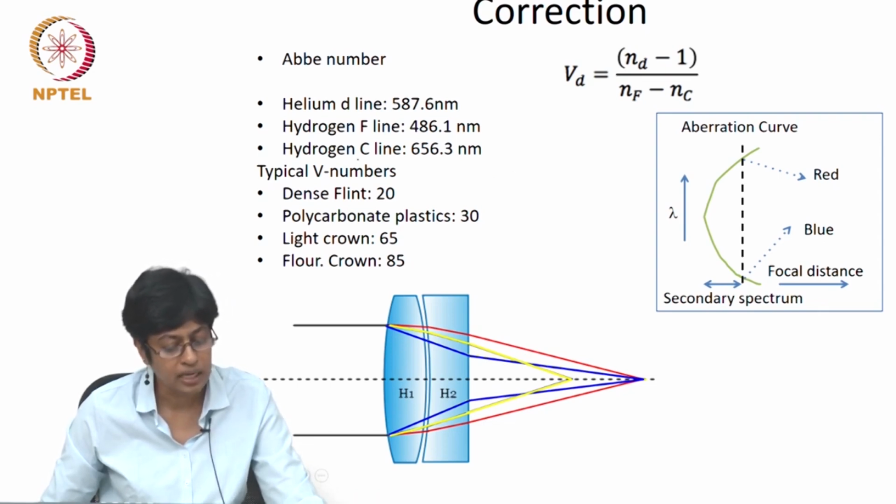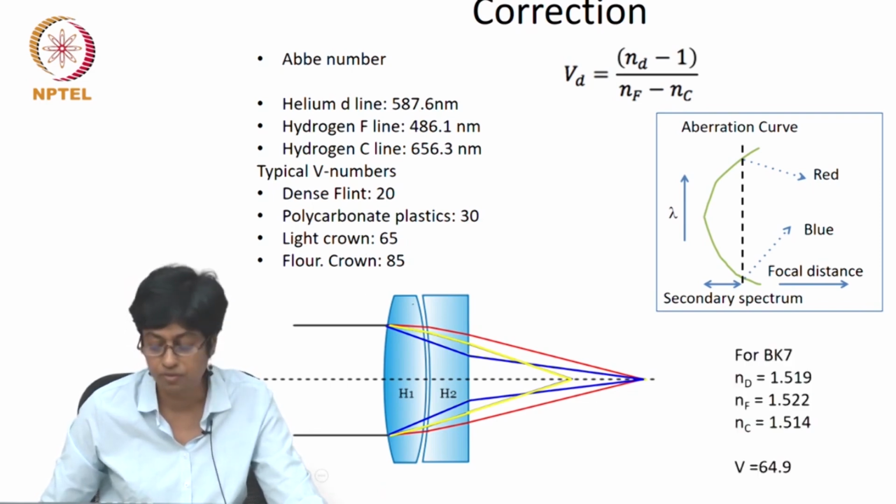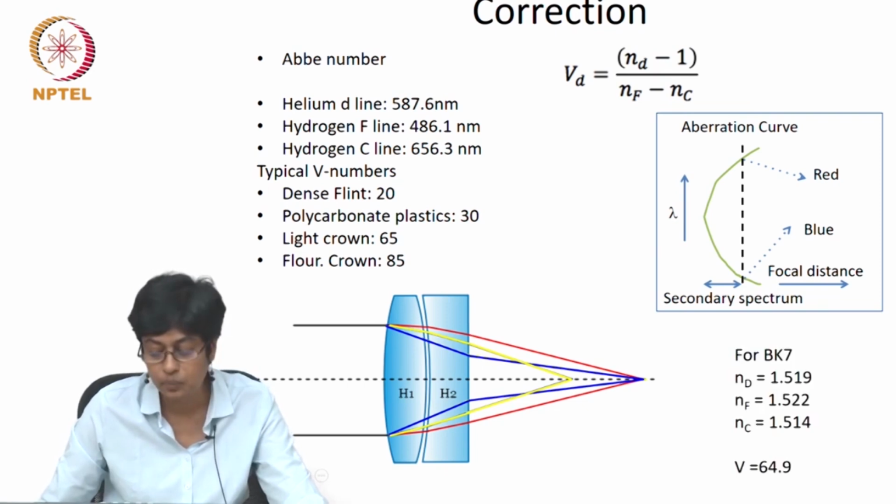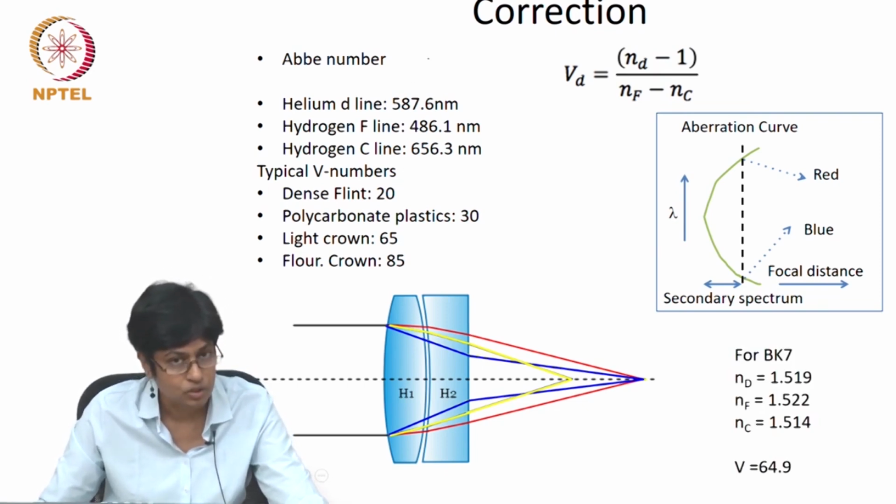Typical V numbers for glass types and optical materials: the dense flint, light crown, fluorite crown, these are all glasses. This polycarbonate plastic is a plastic, but these are the V numbers, and you can see they range from 20 to 85. And the BK7 glass that we keep using, these are the refractive indices at these 3 sources, and it has a slightly higher V number of 64.